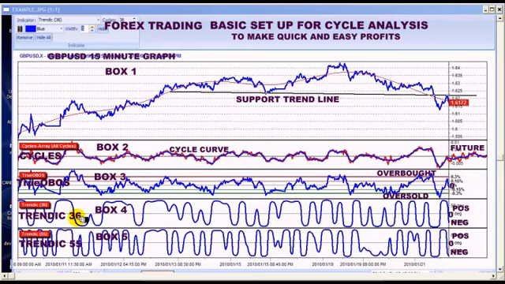Now the number you see here, Trendek 36. The 36 refers to the number of cycles in this Fourier trend line, and Trendek 55 would be 55 cycles in this trend line, and the more cycles there are, the quicker the indicator works.